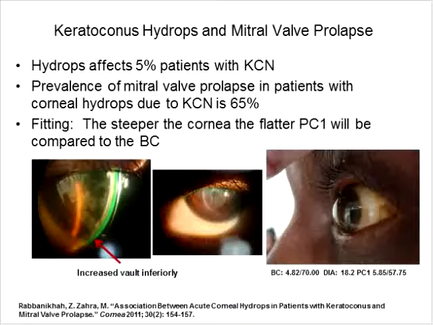In terms of fitting a patient with advanced keratoconus, there may be more vault inferiorly than centrally due to corneal thinning. The first peripheral curve may be significantly flatter than the base curve. In this example, the first peripheral curve is close to 12 diopters flatter than the base curve.